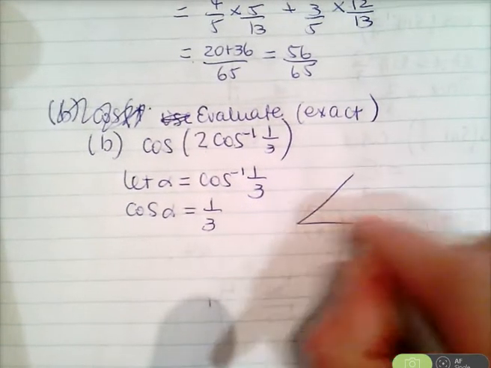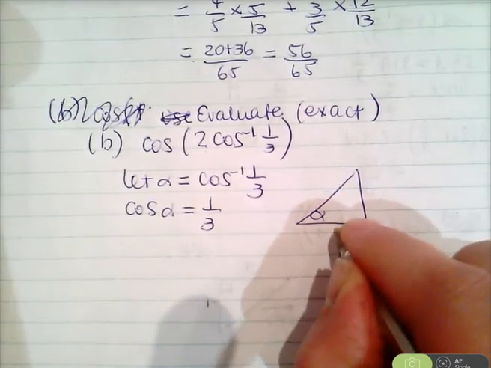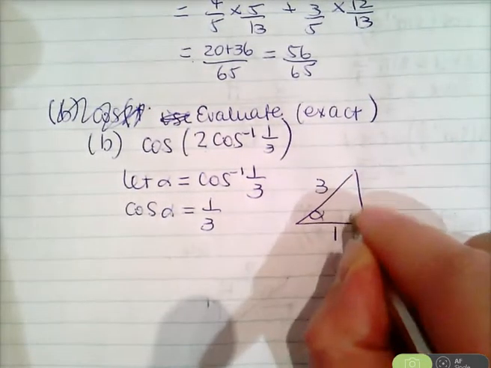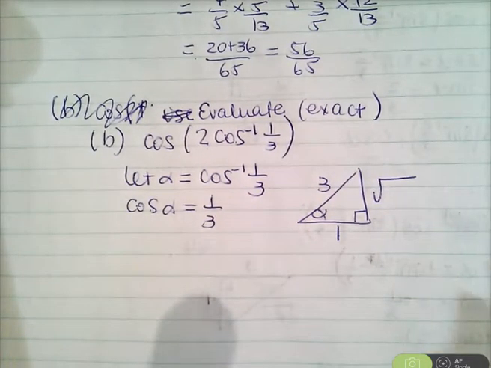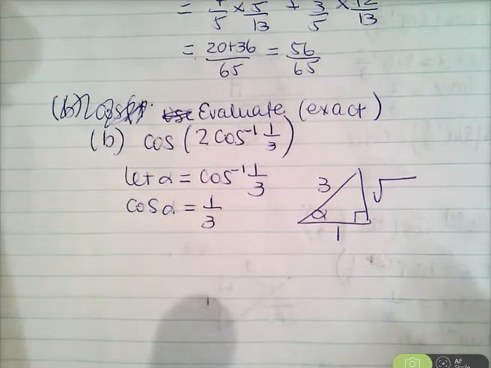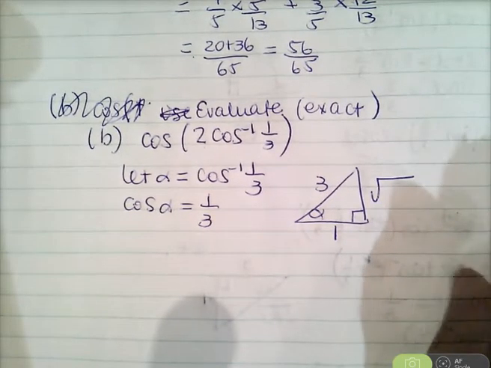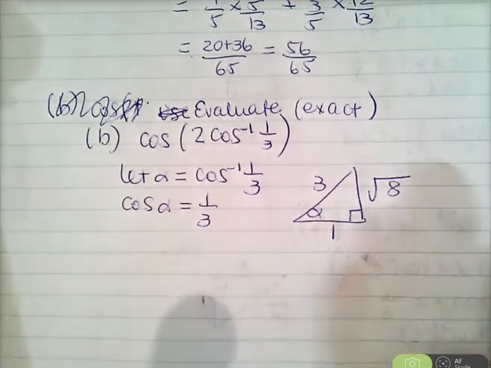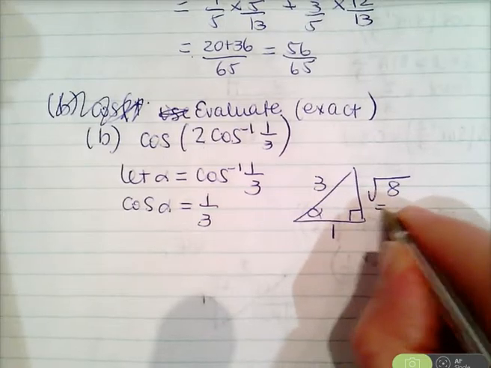So let's draw up a triangle. Cos of alpha is adjacent over hypotenuse, it's 1/3. So therefore the other opposite side will be the square root of 3 squared minus 1 squared, it's the square root of 8, which is 2√2.